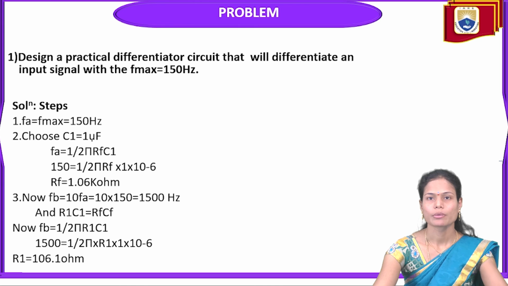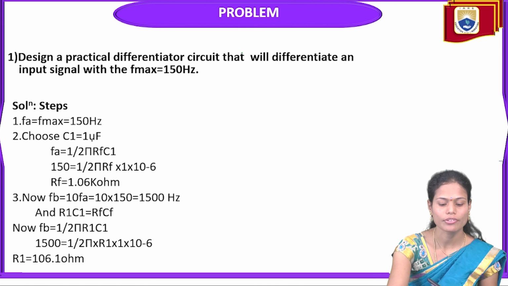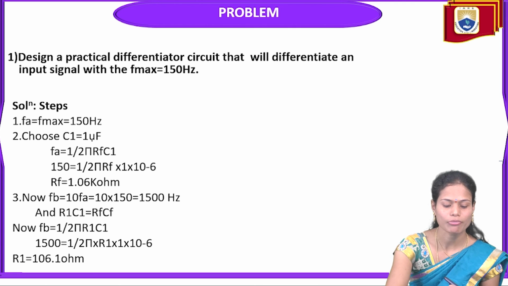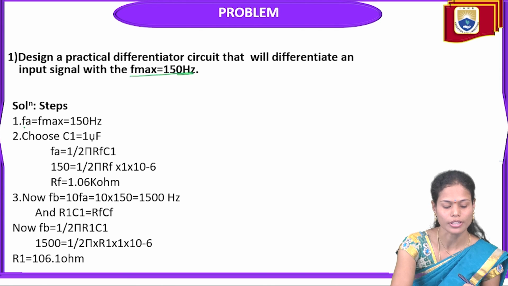So now we'll see one problem related to this practical differentiator, that is: design a practical differentiator circuit that will differentiate an input signal with F maximum of 150 Hz. I have already mentioned F maximum is nothing but our first cutoff frequency FA. So in the first step I am taking FA equal to F maximum equal to 150 Hz. And I'm choosing the capacitance value C1 equal to 1 microfarad.